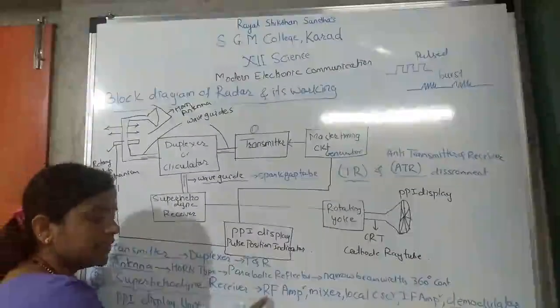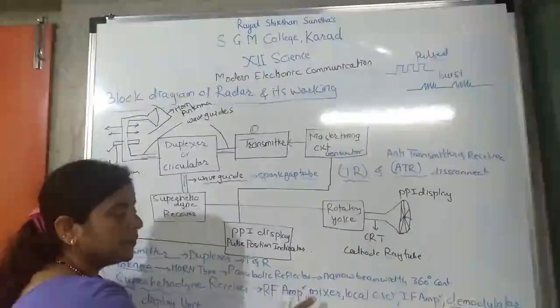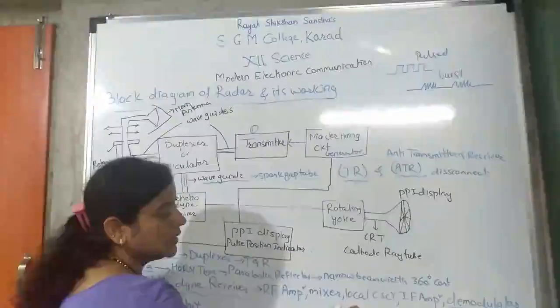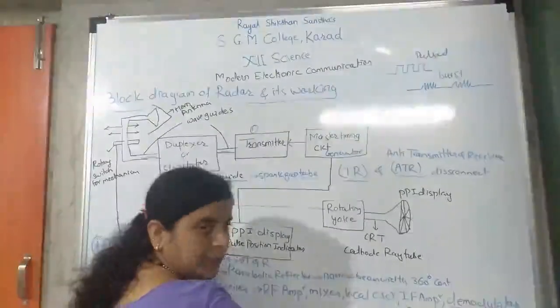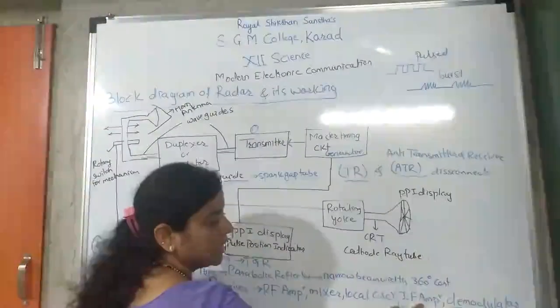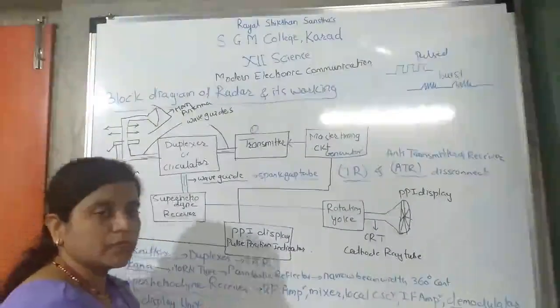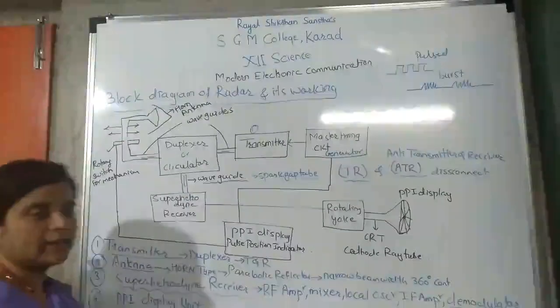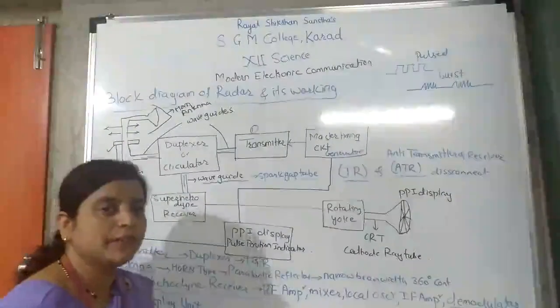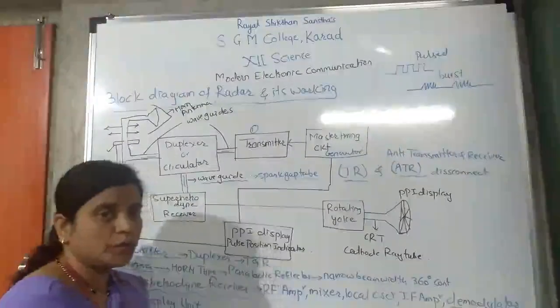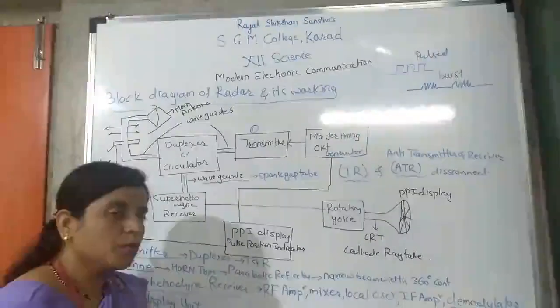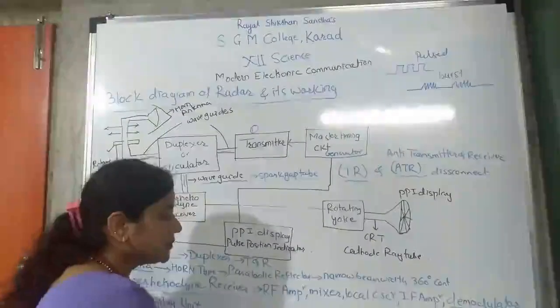What is there? It is radio frequency amplifier, mixer circuit, local oscillator, IF amplifier, meaning intermediate frequency amplifier, and demodulator circuits. All these circuits work in the super heterodyne receiver. So this receiver is very superior. Therefore, it is called super heterodyne receiver because more number of signals can be sent.